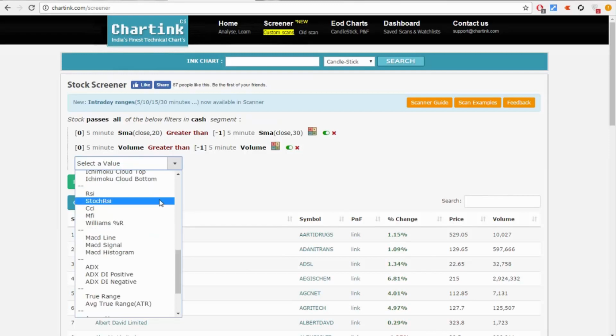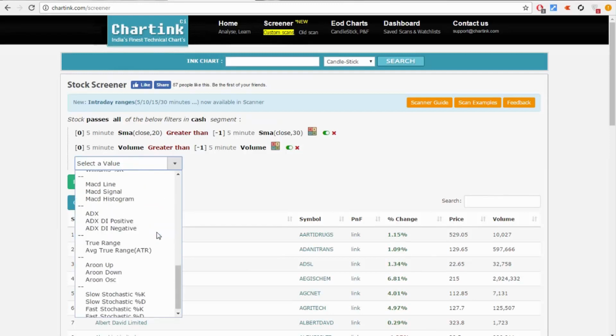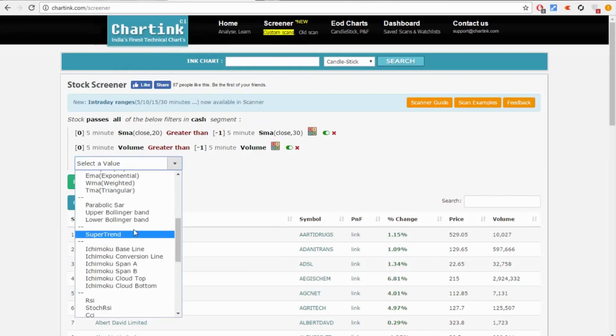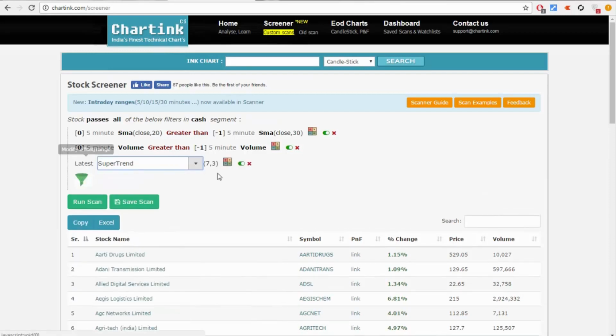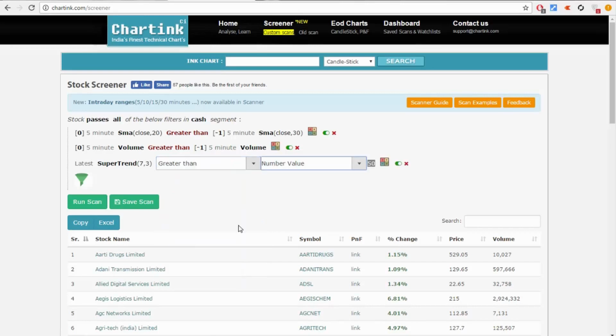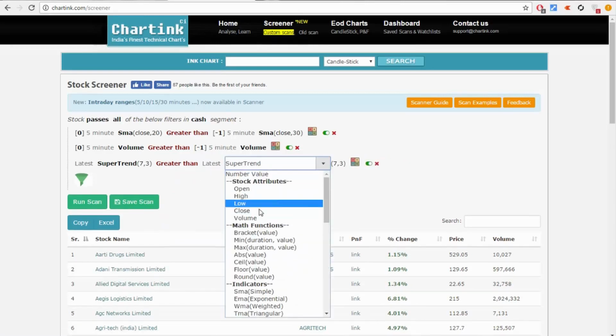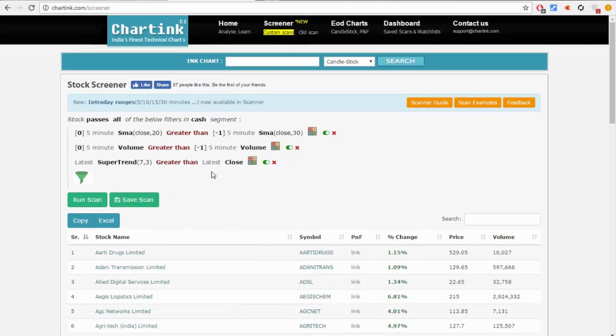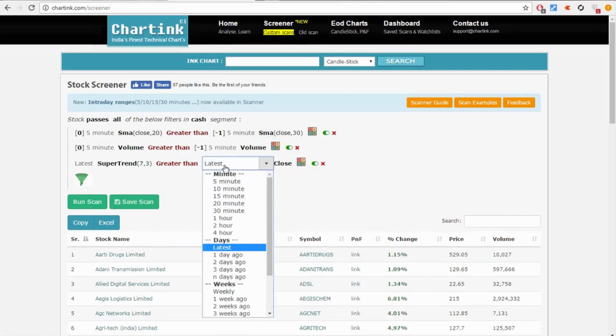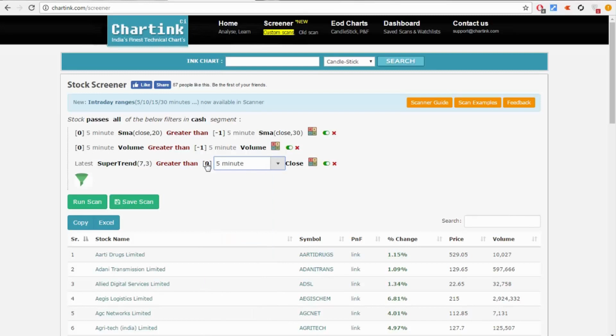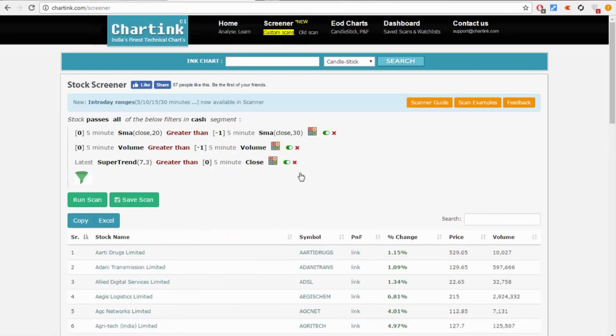Like if I'm looking for Super Trend, okay, latest Super Trend greater than, okay, greater than close. Then I add another condition.